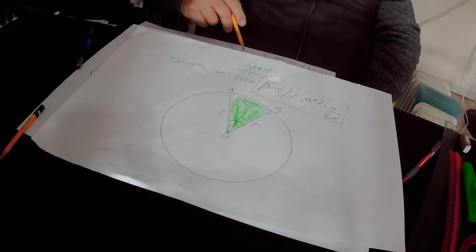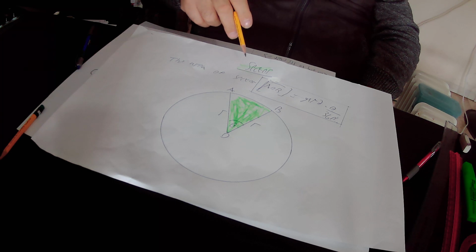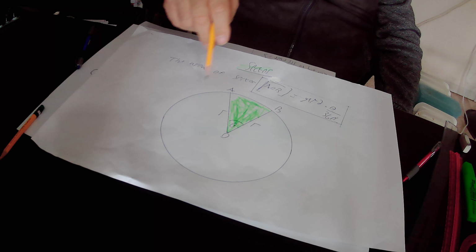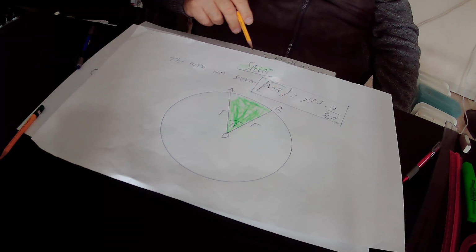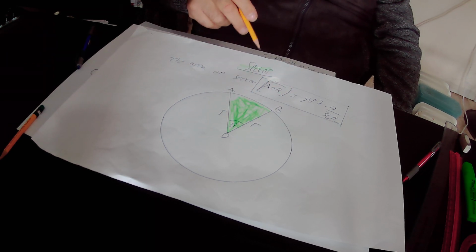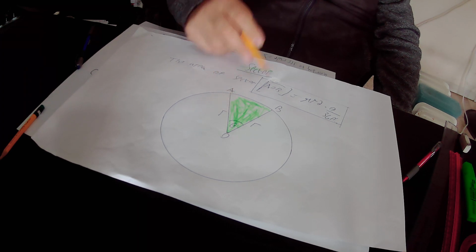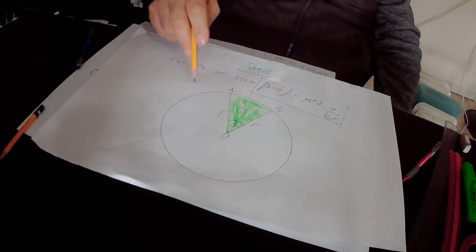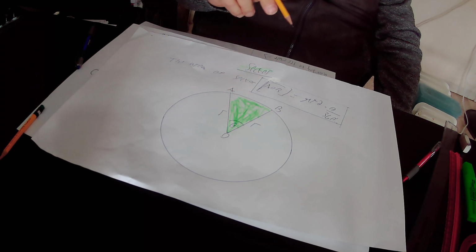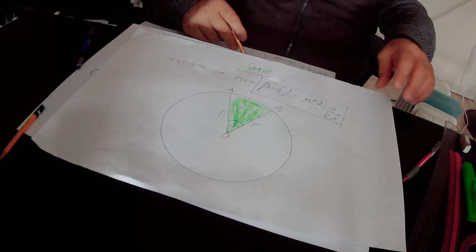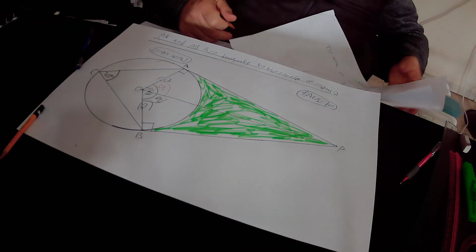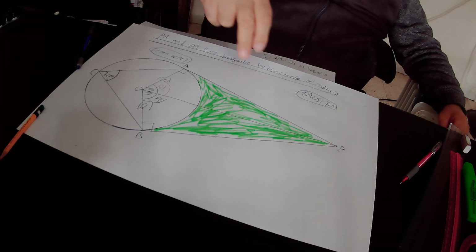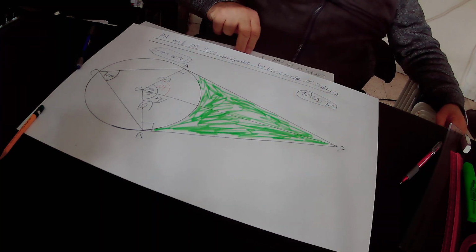So what is the area of this sector, the green sector AOB? The area of the green sector AOB equals the area of this circle, that is pi r squared, times the angle between the legs of this sector, theta over 360 degrees. Repeat again, the area of the sector equals pi r squared times theta over 360 degrees.